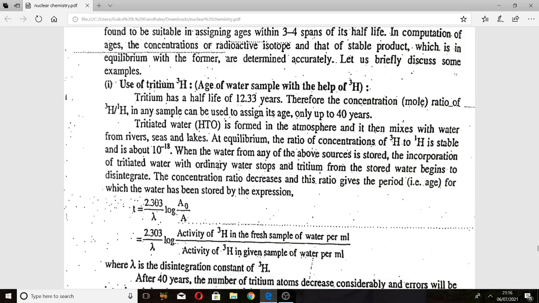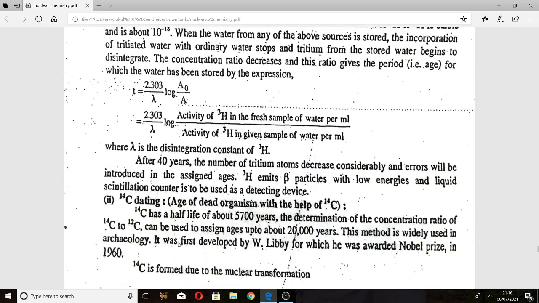It means the concentration ratio gives the period, that is the age, for which the water has been stored. The expression is t equals 2.303 divided by lambda times log of A naught divided by A. Therefore, this is 2.303 divided by lambda times log of activity of tritium in the fresh sample of water per ml divided by activity of tritium in the given sample of water per ml. Here lambda is the disintegration constant of tritium.